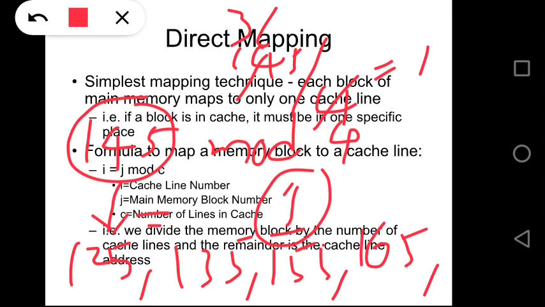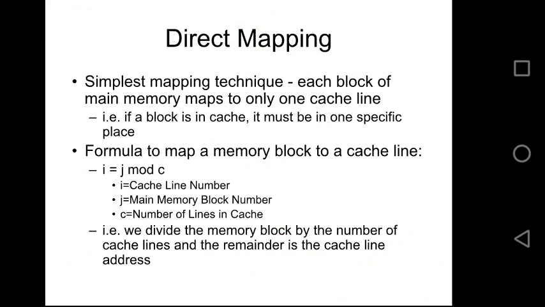So it is not possible for all of them to be stored in one block. Only one out of all these can be mapped. So this is the disadvantage with direct mapping. But direct mapping is simple. It's a simple technique. It is one of the simplest mapping techniques.